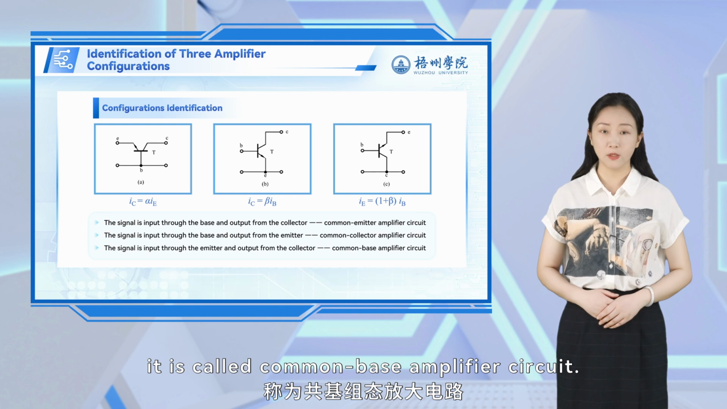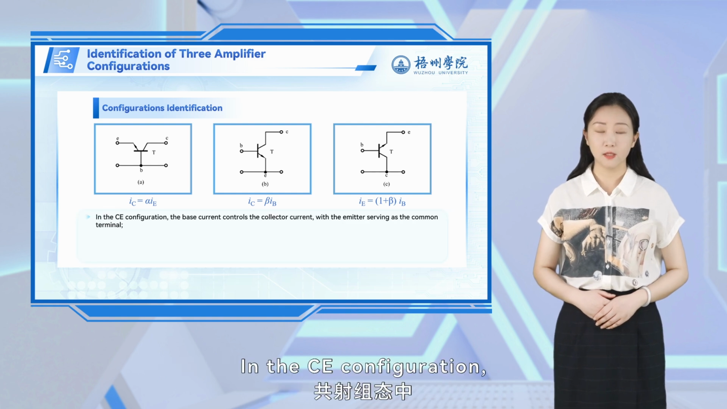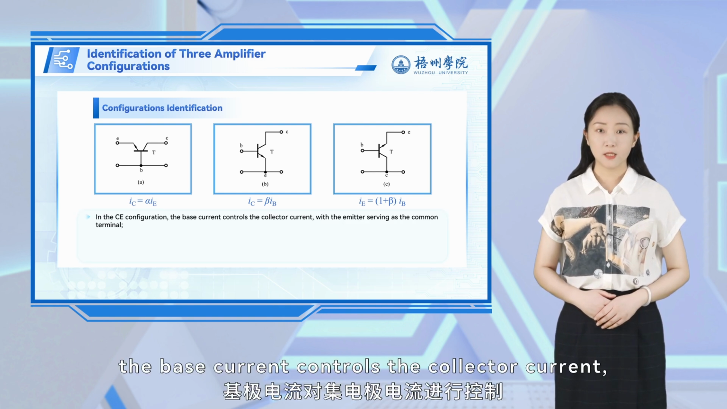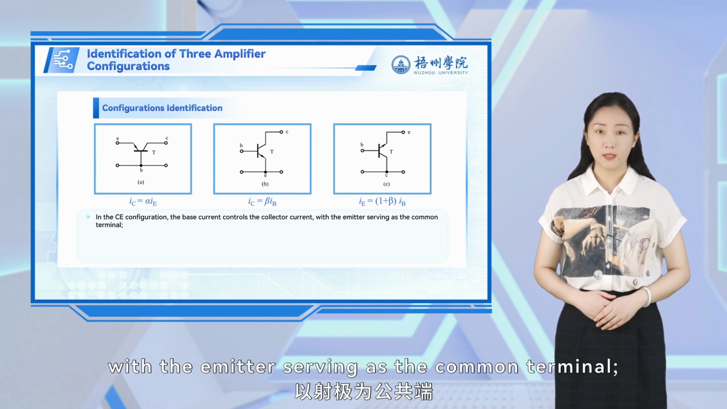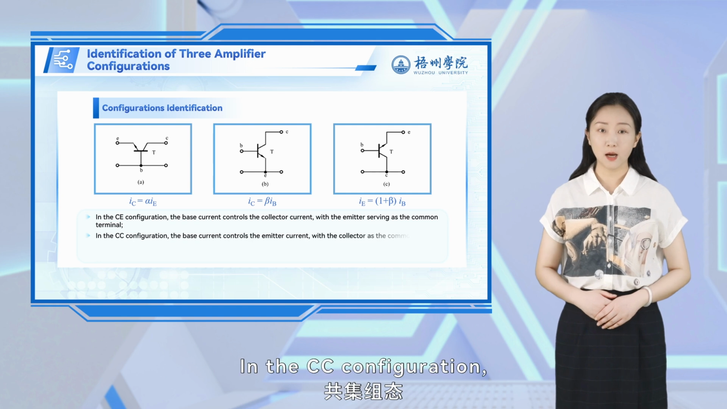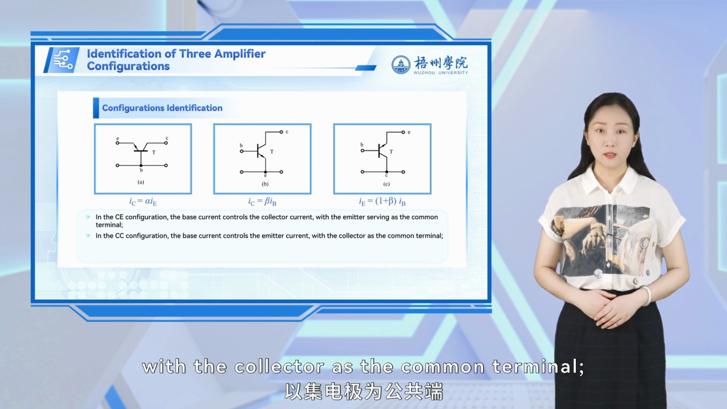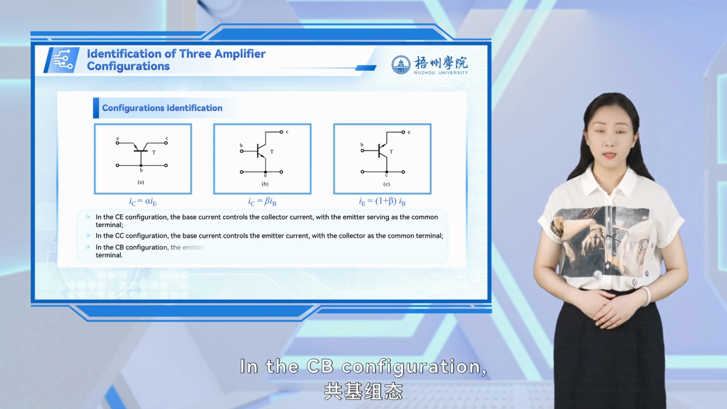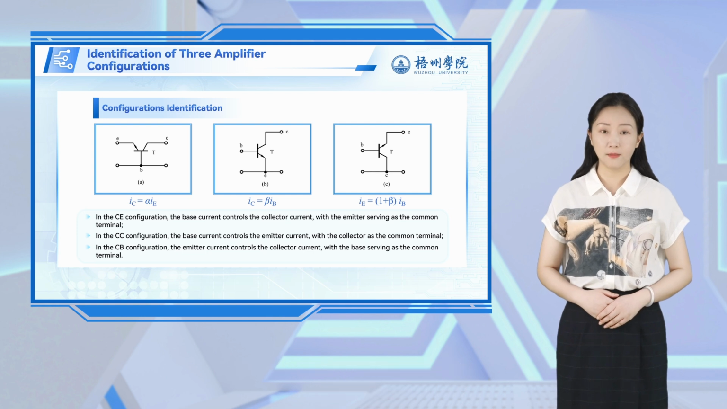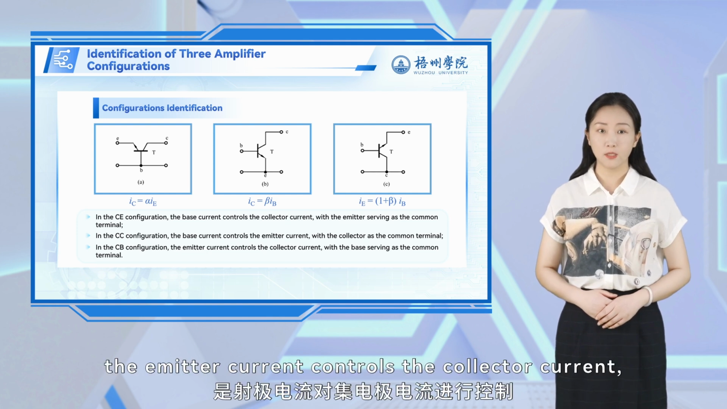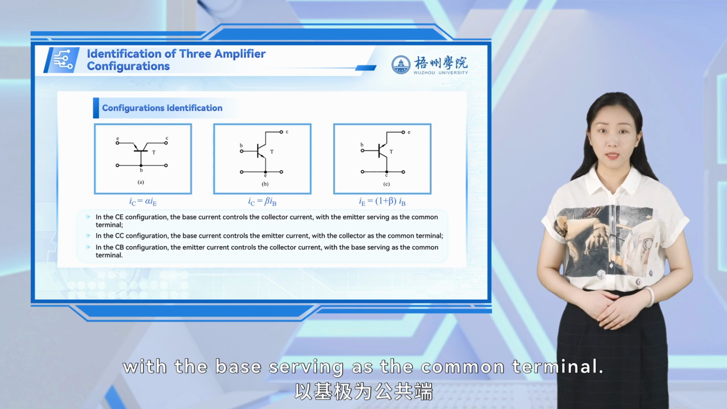base amplifier circuit. In the common emitter configuration, the base current controls the collector current, with the emitter serving as the common terminal. In the common collector configuration, the base current controls the emitter current, with the collector as the common terminal. In the common base configuration, the emitter current controls the collector current, with the base serving as the common terminal.